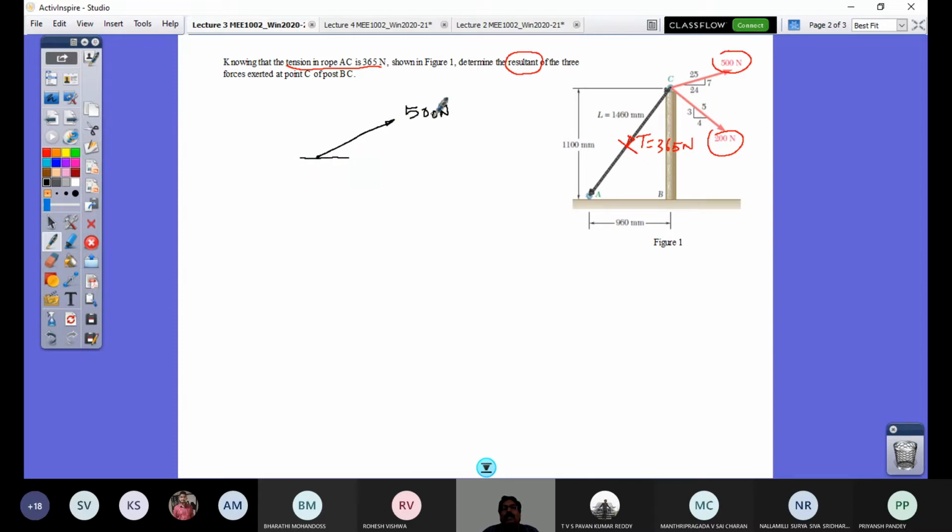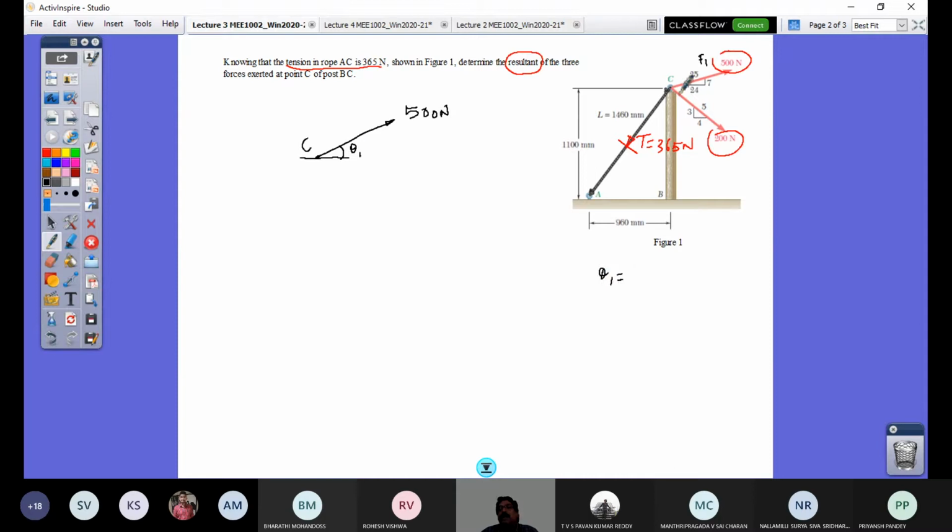How are forces represented or characterized? A force is represented by its magnitude, its direction, and its point of application. So this angle is important now. The point of application is point C here. So I require this direction for force F1. Let's say this is angle theta 1. So what is this angle theta 1? How do I get it?